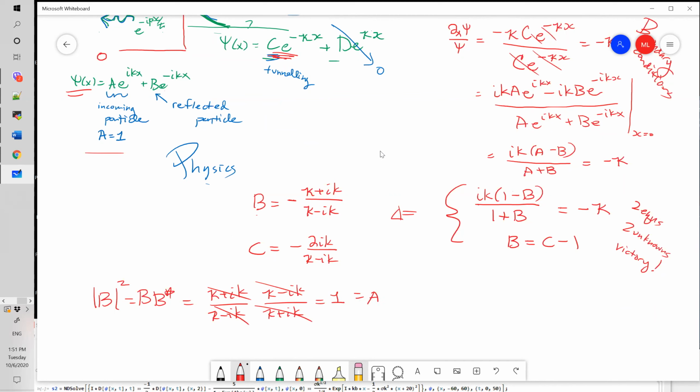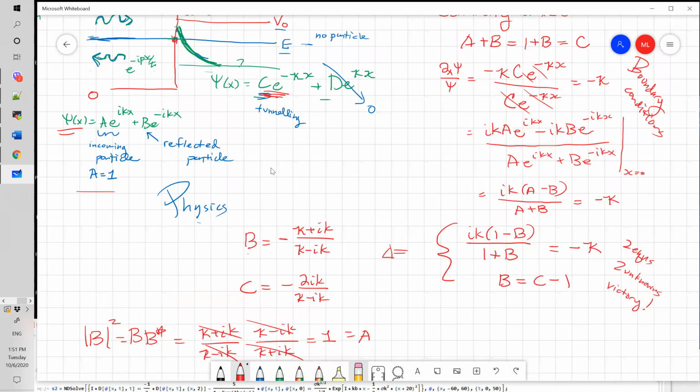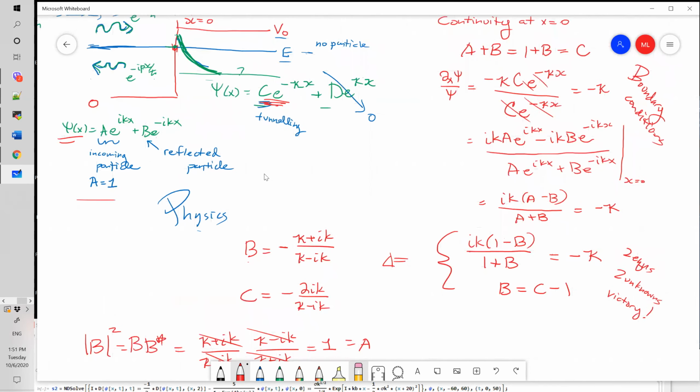What does it mean? Well, it means that, remember, we were looking at probability currents, right? And we found that the probability current for a plane wave like this was just the magnitude of the plane wave squared times the momentum over m, where the momentum is h bar k.